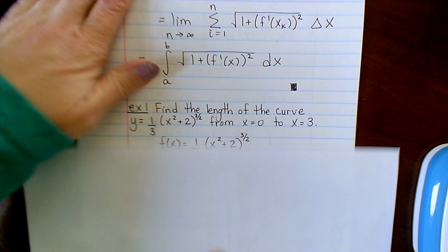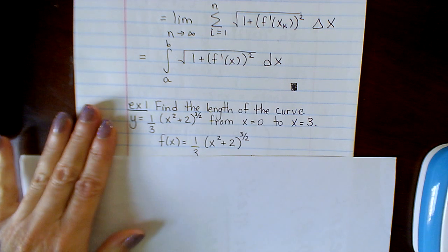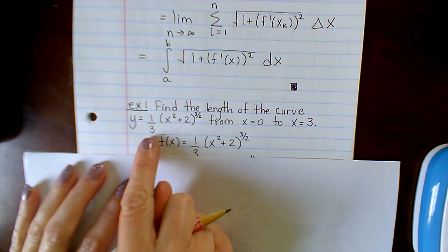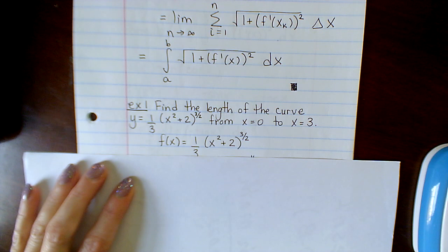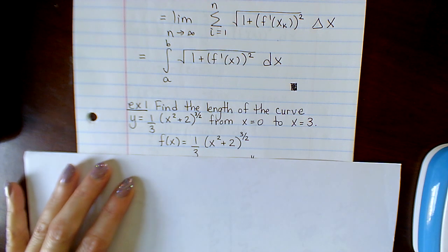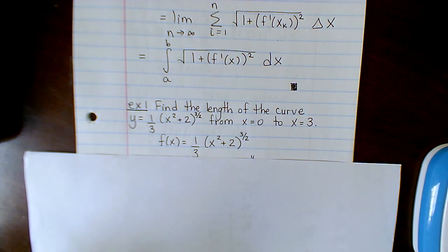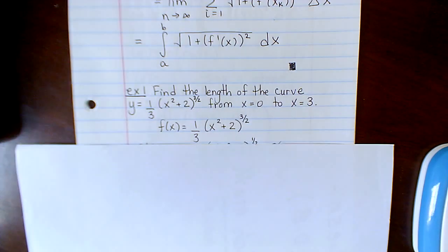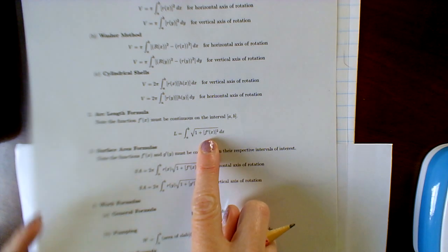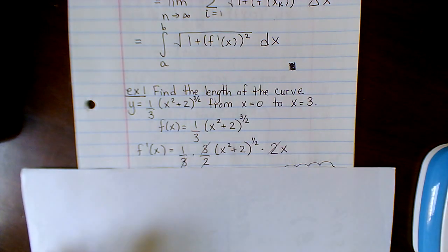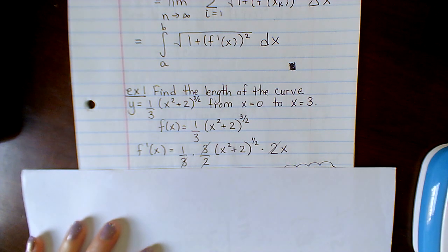All right, so let's use it. Let's find the length of the curve y equals 1/3 times the quantity x squared plus 2 all to the 3 halves, from 0 to 3. All right, so in order to use this formula, you notice that we need the derivative. So that's the first thing I'm going to find. So I'm going to find the derivative of this.